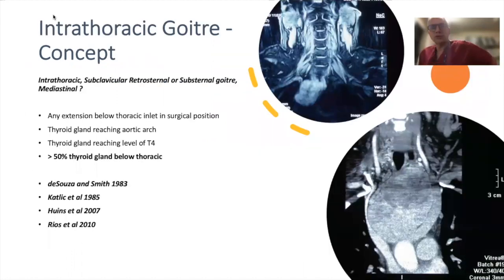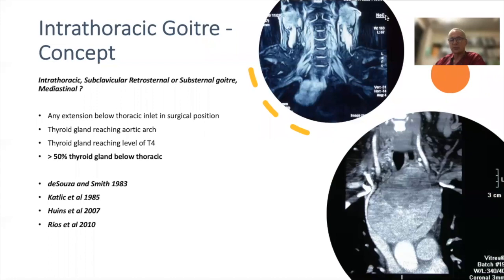So the concept: what is an intrathoracic goiter? There has been a lot of different narrative about this. Some people call them intrathoracic, some subclavicular, others retrosternal, suprasternal, or mediastinal. Depending on the country you are in, they will call it one thing or the other. But clinically and radiologically speaking, intrathoracic goiter is probably the best term we have for this type of pathology, although not a lot of people strictly use it. There have been a lot of definitions over the years.